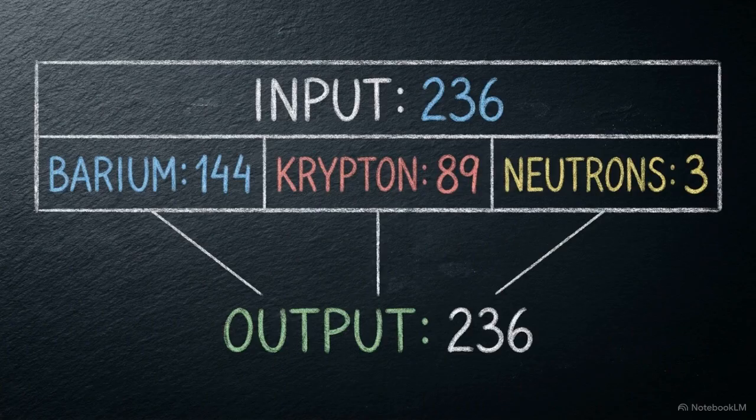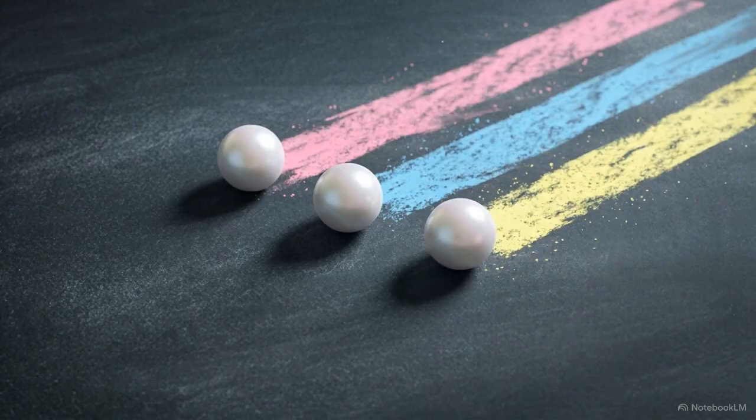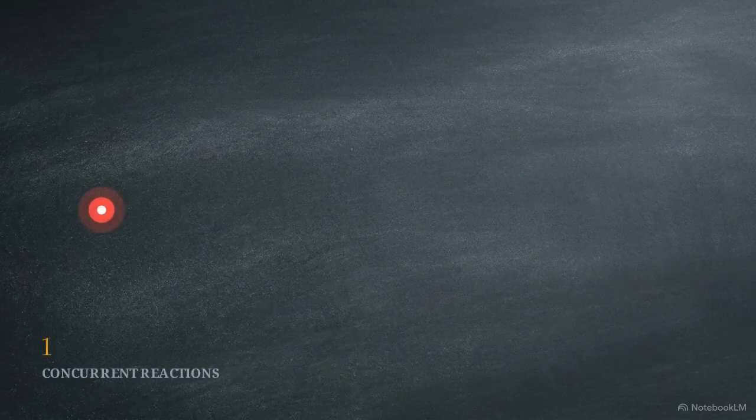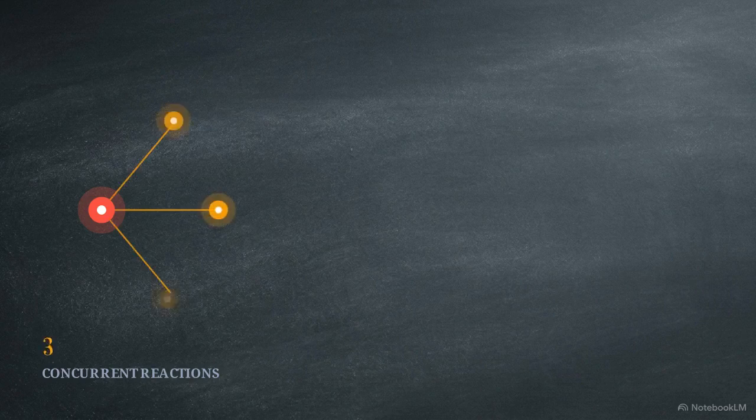The conservation holds. The 236 mass units from the input are accounted for in the barium, the krypton, and the 3 neutrons on the output side. These 3 neutrons provide the mechanical trigger for a chain reaction. In a chain reaction, newly emitted neutrons strike surrounding U-235 nuclei, triggering subsequent splits. Without intervention, this creates exponential branching.